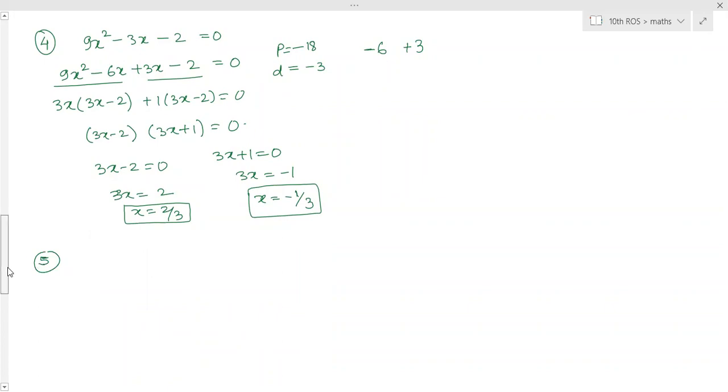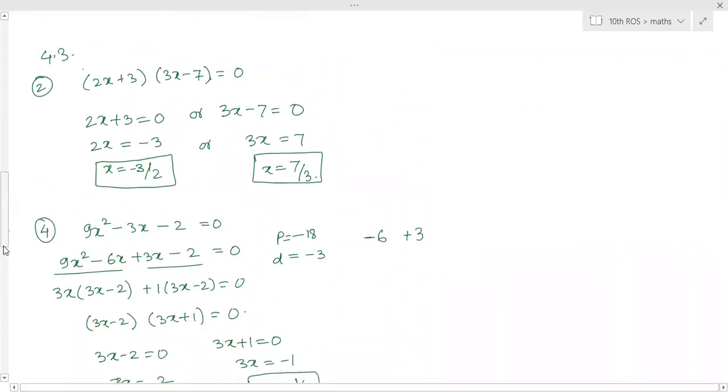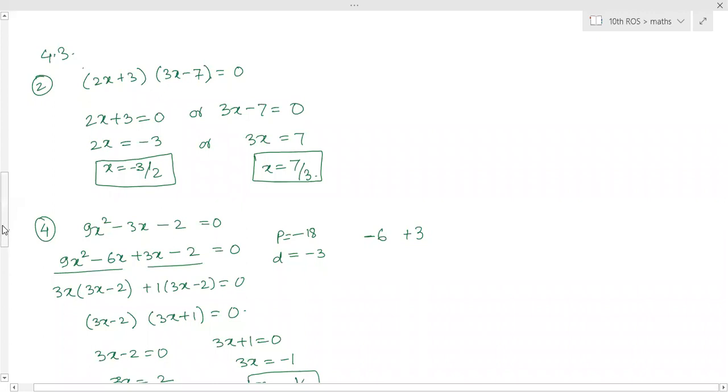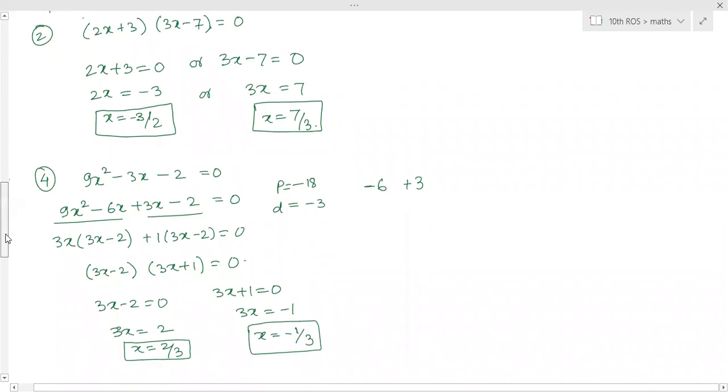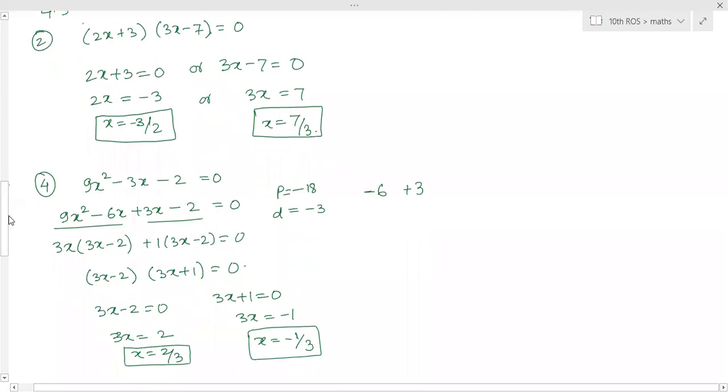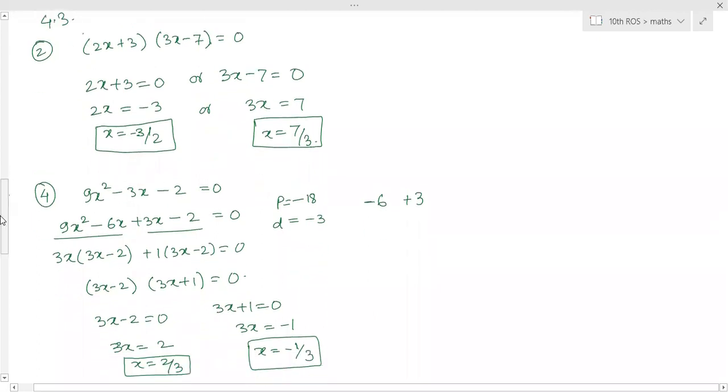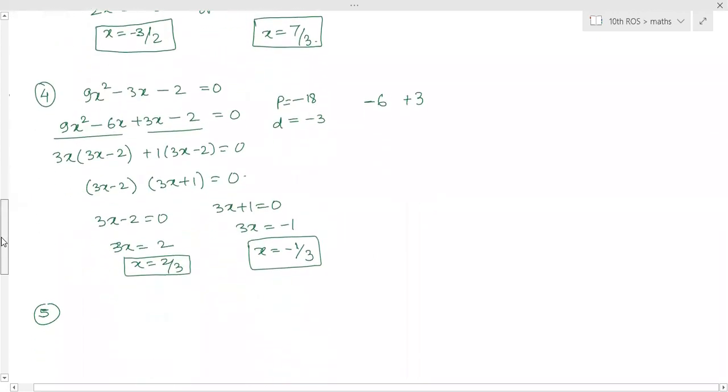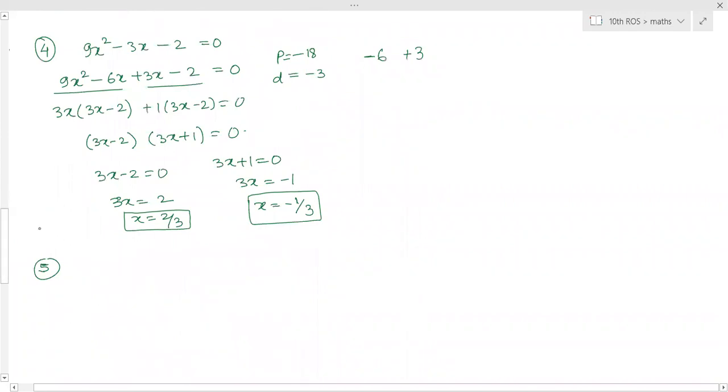These are two questions I've done. You were there in the first question? Yeah, ma'am, I was there in the first and second question. The second one is from exercise number 2. Then the fourth one is a middle term splitting. Simple. Okay.